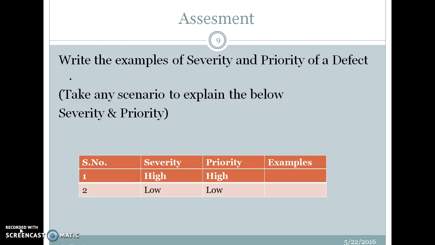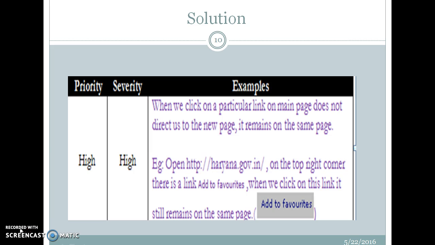Good. Next, we have an assigned assessment which asks to write about two examples: high priority with high severity, and low severity with low priority. Here's the solution to these examples.